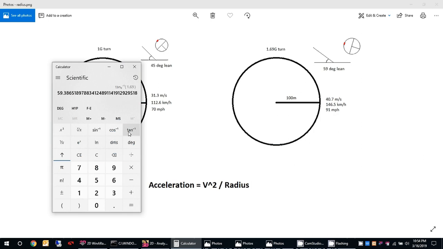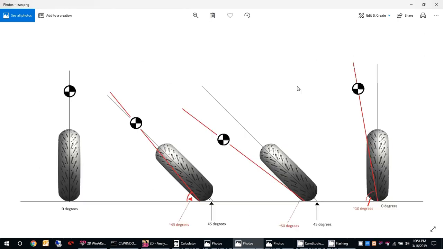1.69 inverse tangent and 59.3 degrees of lean angle. Very interesting, right? I hope you guys agree with that. So let's keep going a little bit. So why do we hang off the bike then, right?